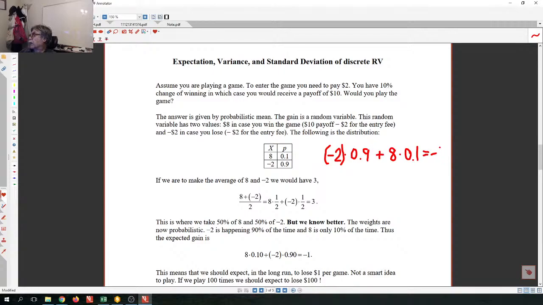Now you can check that with your calculator if you don't see it, which means that in this game you should expect, that's the name, expectation, you should expect to lose $1 per game in the long run, right? Now one game could turn this way or that way, because these are random outcomes. But in the long run, when you play lots of games, you should expect to lose $1 per game. So if you play 1,000 games like this, you should expect your loss to be $1,000, right? And nobody would want to play that.